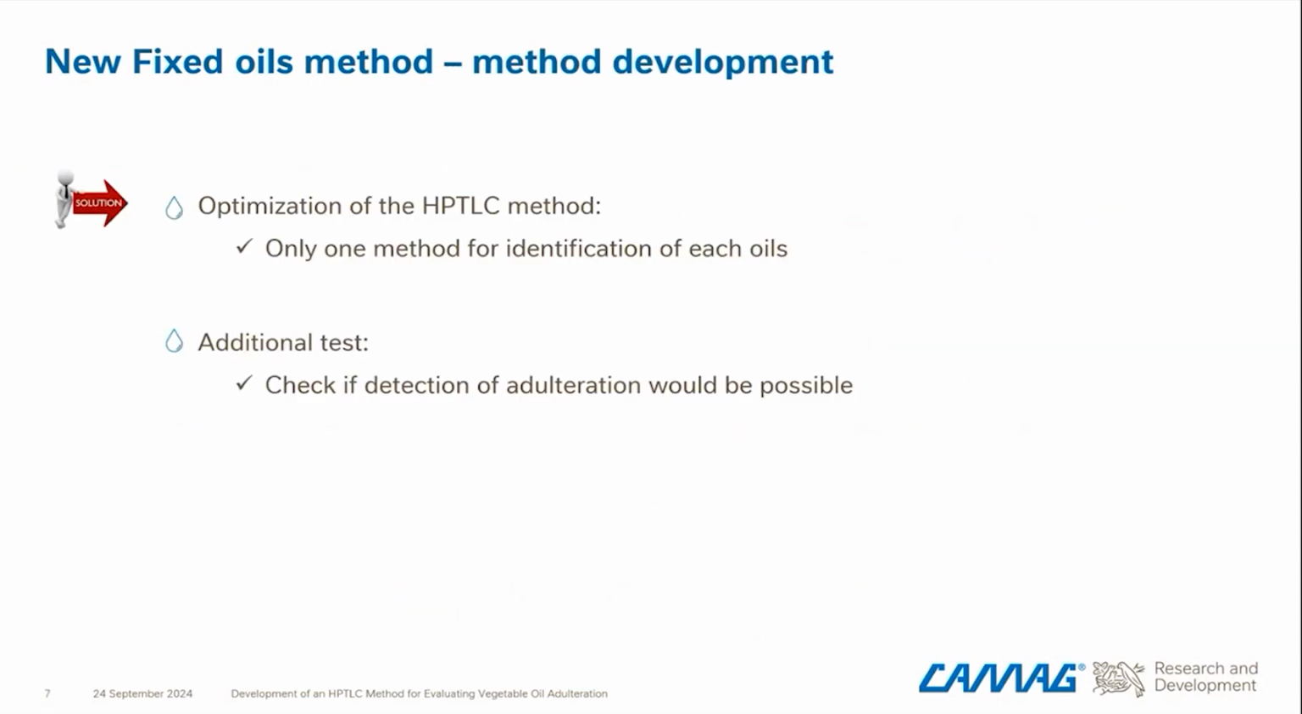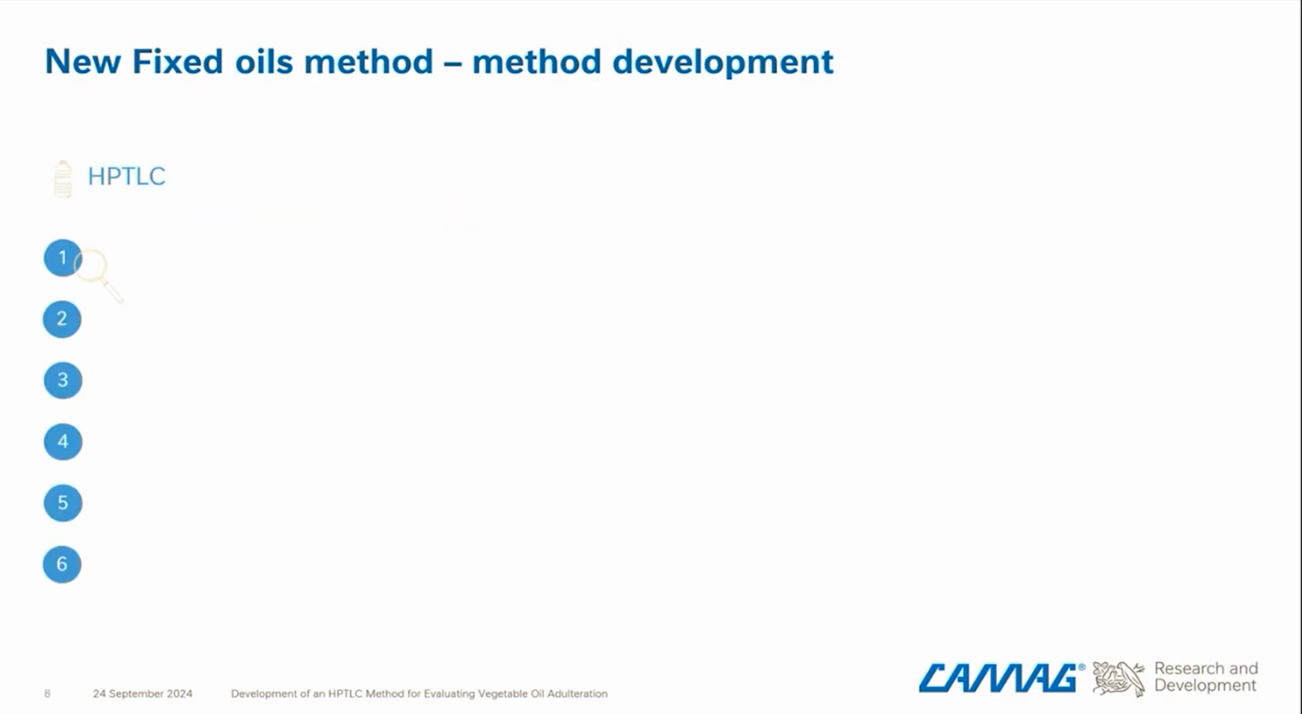To develop the method, we had some optimization to do. The first optimization was the mobile phase. The mobile phase has to be reproducible, and we also wanted to have only one method for the identification of each oil. What we also wanted was to be able to detect some adulteration. So this was the additional test that we had to do. For that, we had different steps.